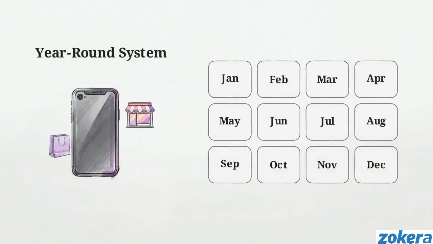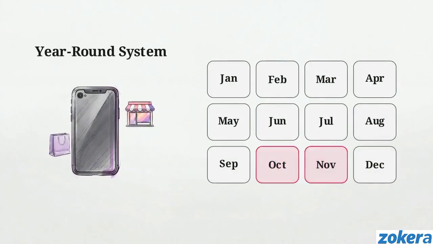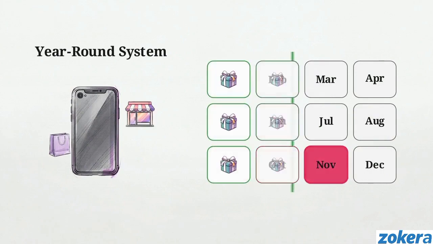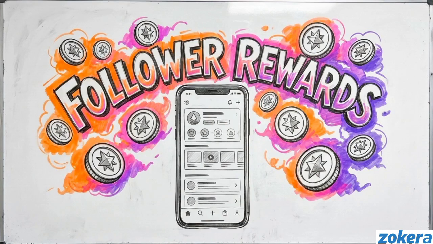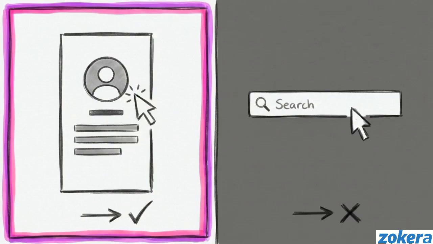Remember to maintain this system year-round. Only posting about products during major sale seasons makes it harder to build the consistent trust needed for long-term income. Regularly reminding your audience that they earn money back is a key reason for them to choose your link over going directly to a brand's website.